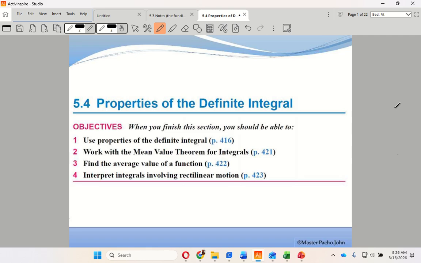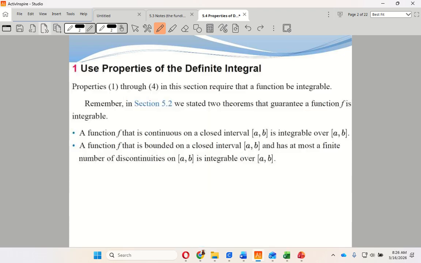All right. So, properties of definite integral. Now, we're going to use properties of definite integrals to solve for some stuff. And I have been adding a little bit of steps already into this. So what we're doing today is basically going to be what we've already done in the other sections. Properties 1 through 4 in this section require a function to be integrable. So you have to be able to take the integration of that.